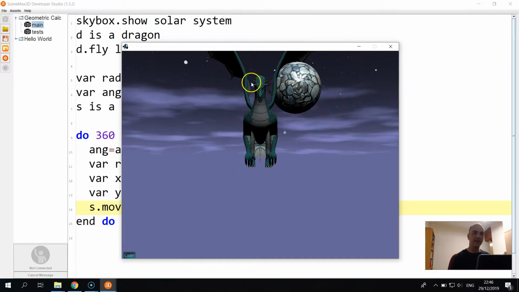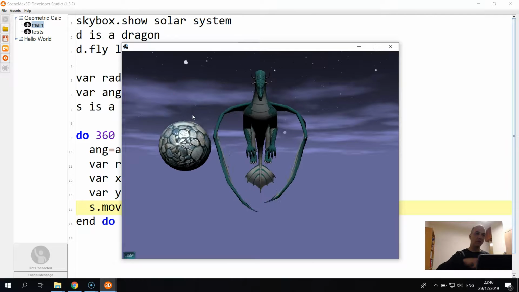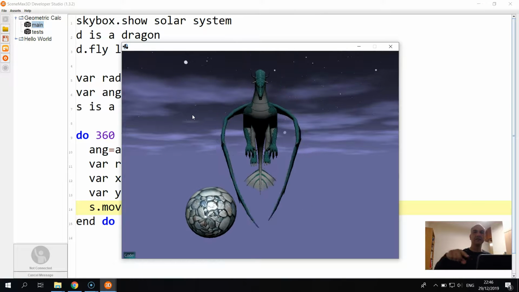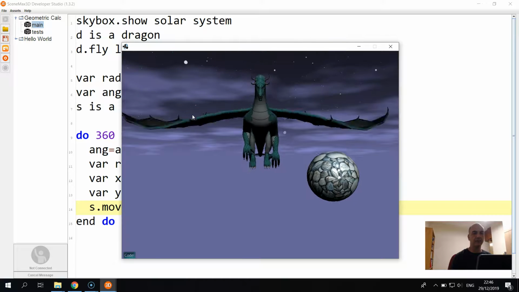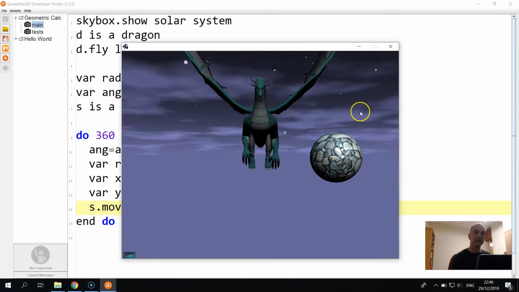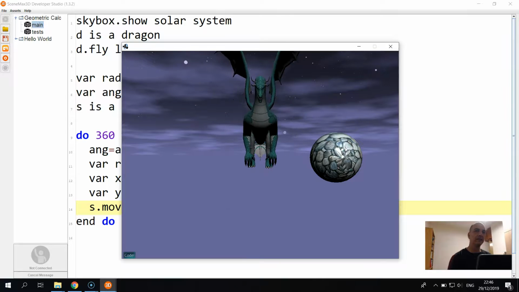Okay, so now I think it's working. We have our sphere rotating in a 3 meters circle around our dragon until it completes a full revolution of 360 degrees.